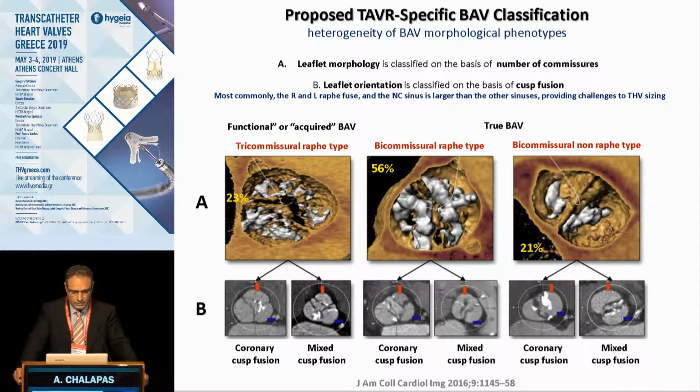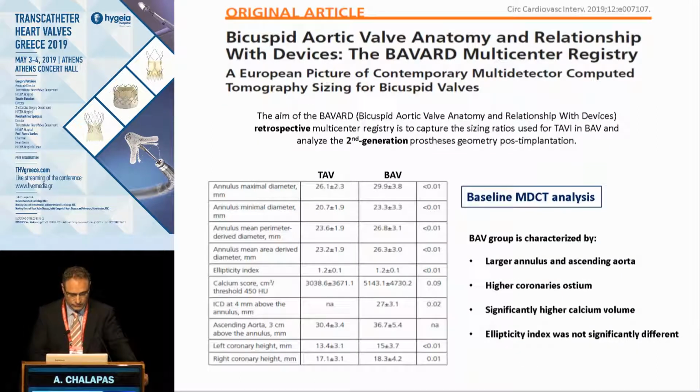And recently we saw this nice publication which classified the TAVI patients according to the bicuspid valve anatomy and leaflet morphology as functional bicuspid valves and true bicuspid valves. The true bicuspid valves are categorized according to the existence of a raphe, with raphe type and non-raphe type, the raphe type occurring in up to 55% of the cases, and according to the leaflet orientation as coronary cusp fusion and mixed cusp fusion.